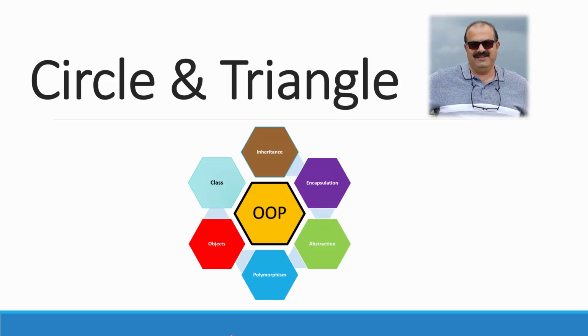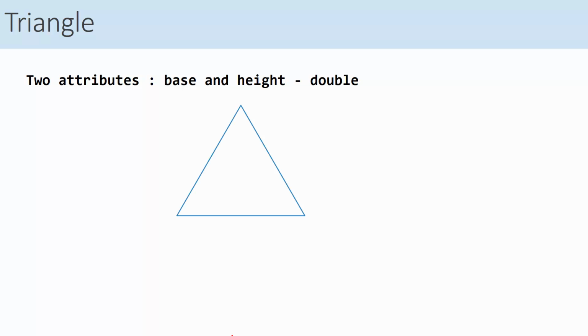This time we're going to write two simple classes, circle and triangle. Let us start with the triangle. When we say triangle, most probably two attributes are going to come to your mind, base and height. Both are doubles or floating point types.